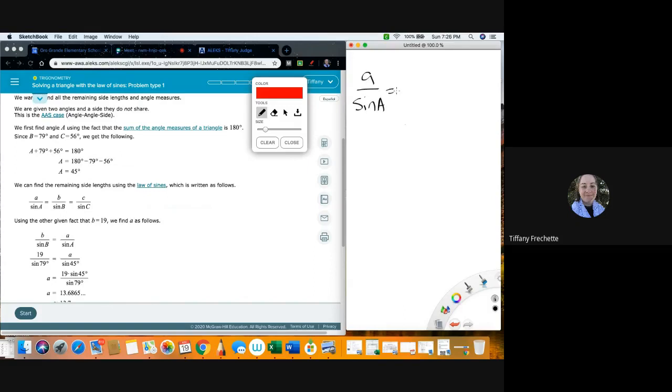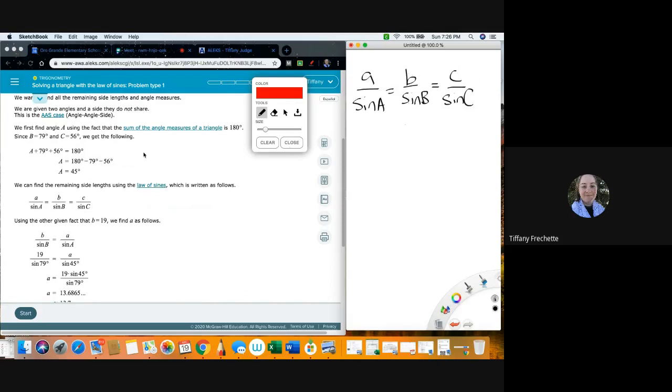We have 3 ratios that will equal each other, and you just choose 2 of the ones that you have all the pieces for. So we have side A over the sine of angle A, side B over the sine of angle B, and side C over the sine of angle C. And these are capital. Sorry, this should be much more of a capital C. I'll make that a bigger C because the angles are shown in capitals, the sides are shown in lowercase.